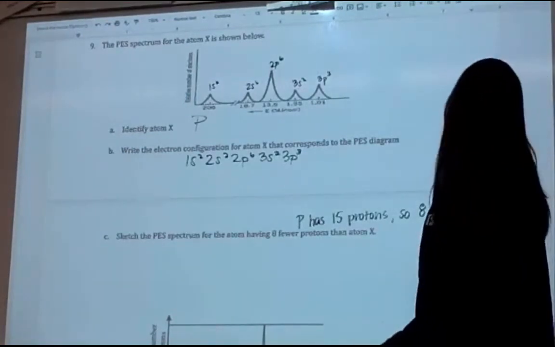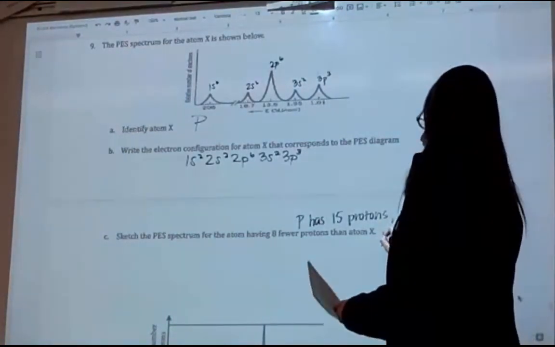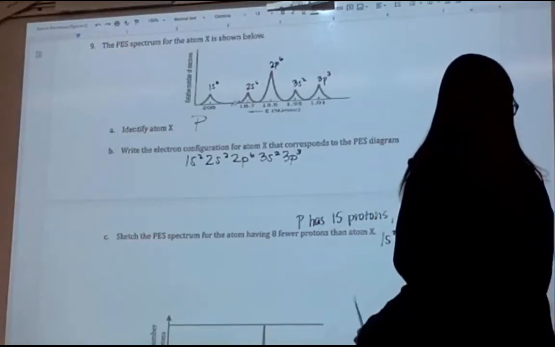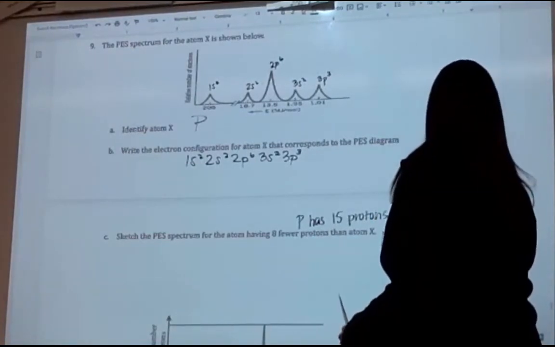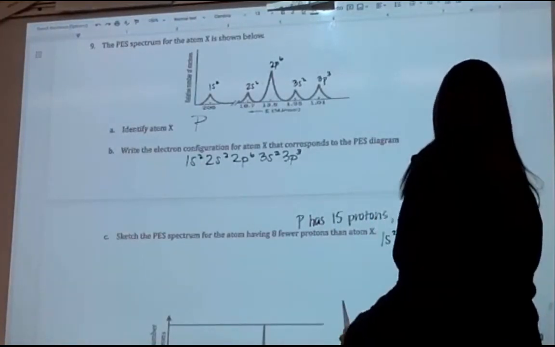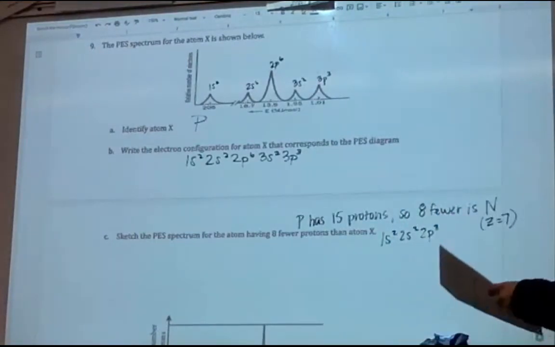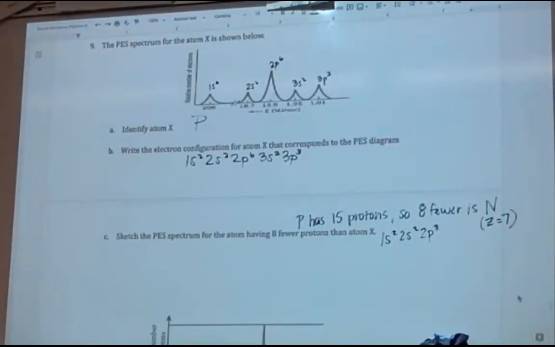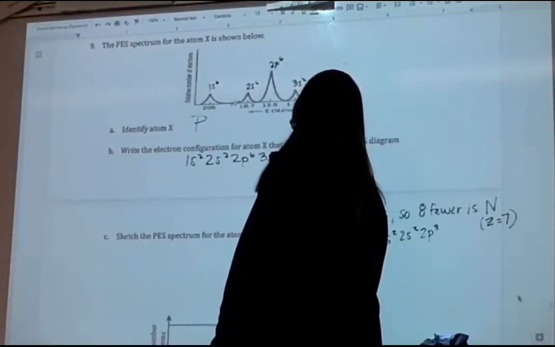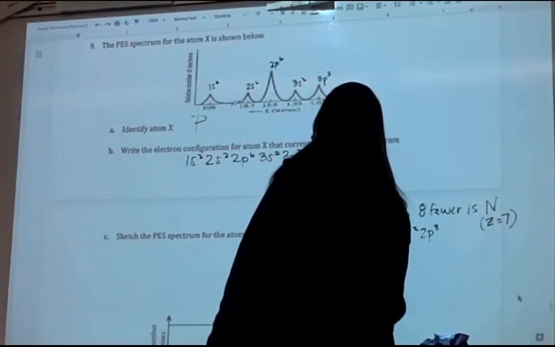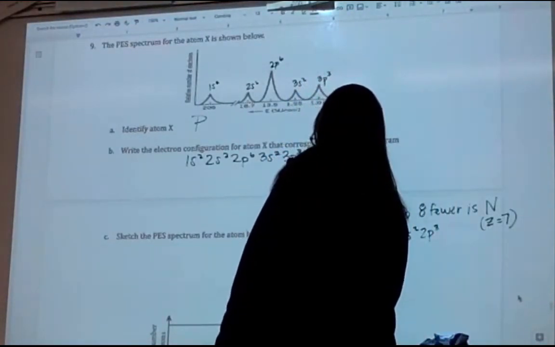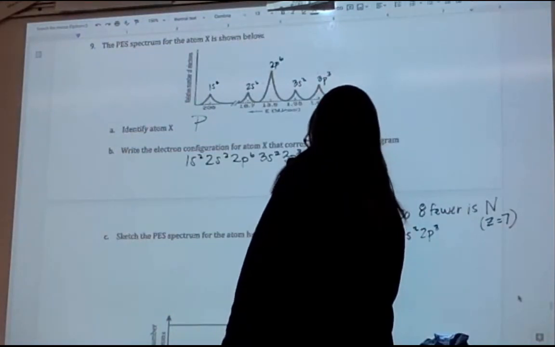So all I'm going to do is write the configuration for nitrogen. 1s2, 2s2, 2p3. There's our configuration. Now just put that into a PES graph. So putting it into a PES graph, I'll have energy on the X.